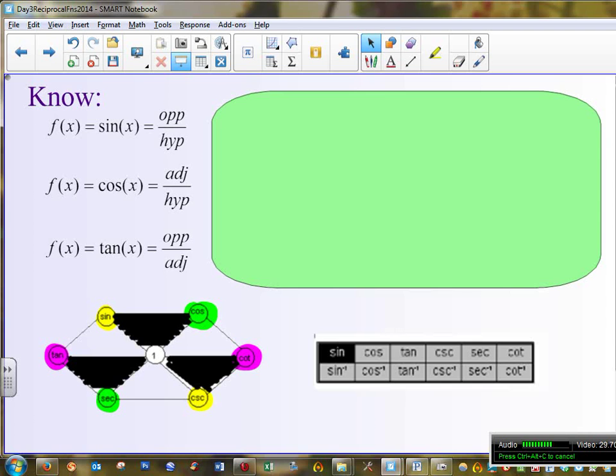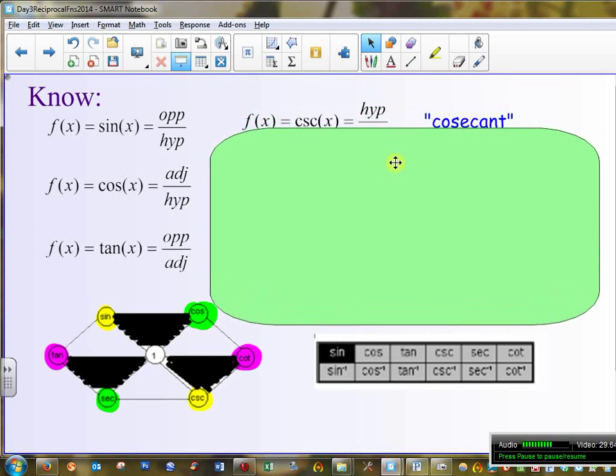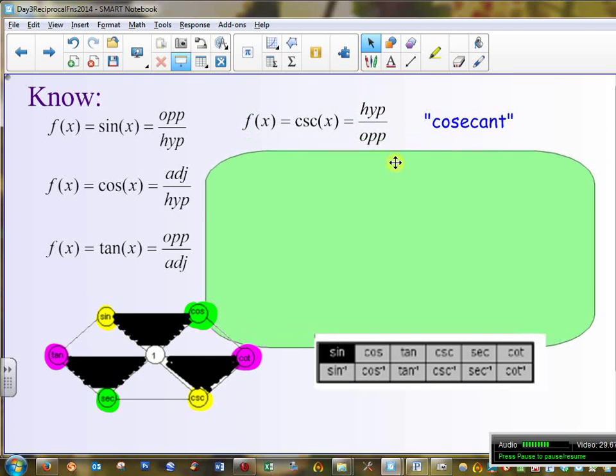As far as the words are concerned, sine is opposite over hypotenuse, cosine is adjacent over hypotenuse, tangent is opposite over adjacent. And now let's introduce a new reciprocal function for each one of these. If you take a look at sine, and you want its reciprocal function, you'll be coming up with a new function called the cosecant function. It's pronounced cosecant, but we abbreviate it CSC.